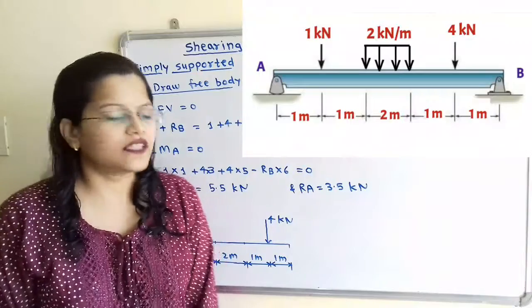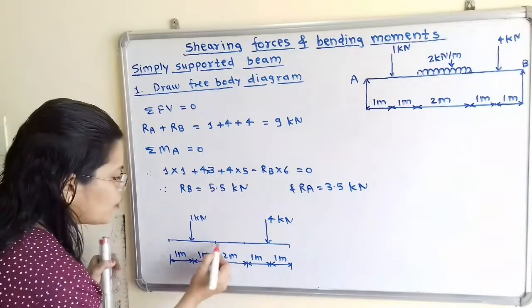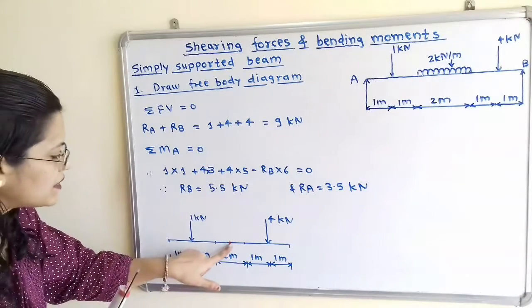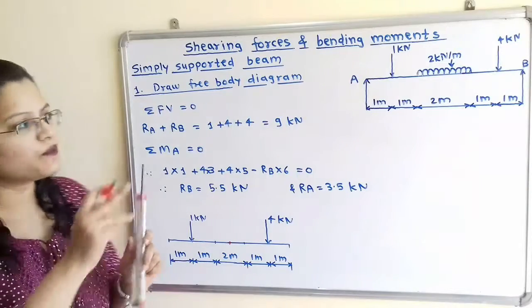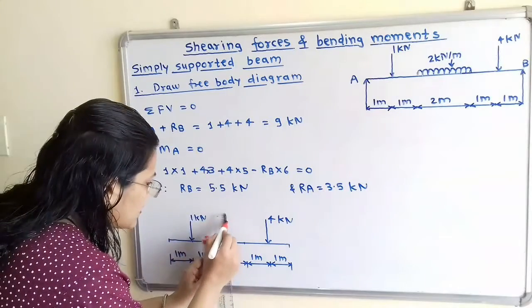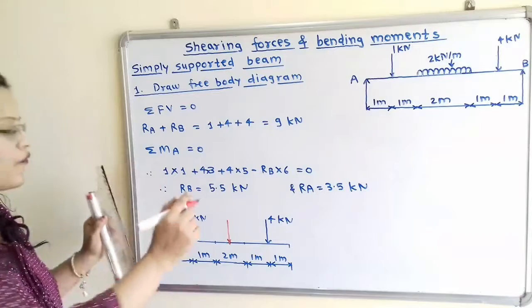So we will plot this in the free body diagram. So here is the span of 2 meter and we will select the middle point. And this middle point for the span of 2 meter is the center of gravity point for the uniformly distributed load. So I will show this, and it is equal to 4 kilonewton.